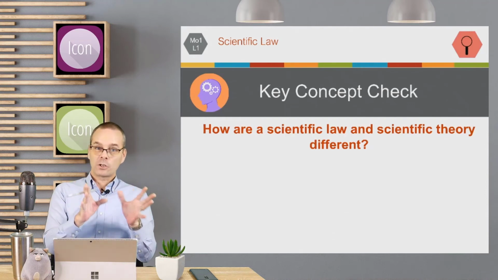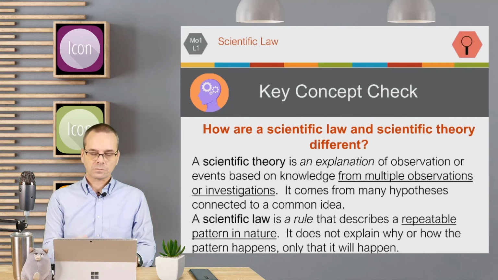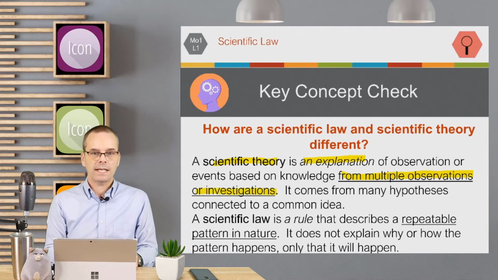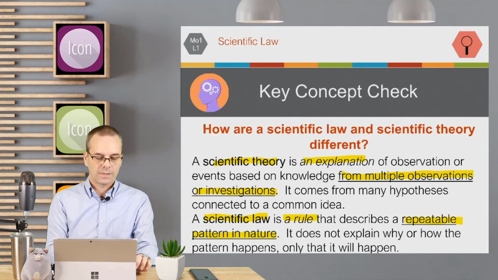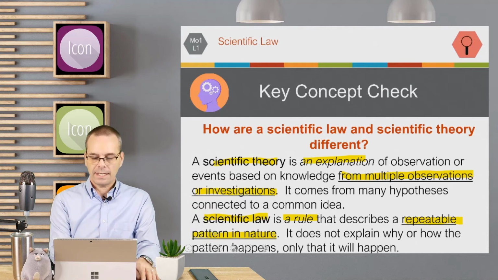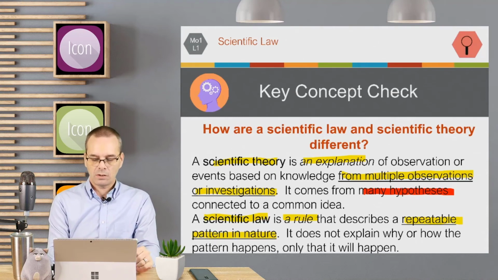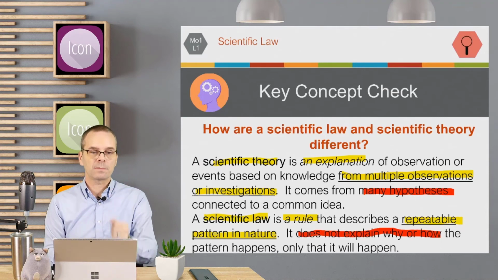So, now that we've done that, let's look at our last key concept check, and that is, how are scientific law and scientific theory different? Well, remember what I said. Scientific theory is an explanation, and it's from multiple investigations, experiments, and observations. Scientific law is a rule, and it describes a repeatable pattern in nature. Now, the other thing to remember is that a scientific theory has many hypotheses, whereas a scientific law only has one hypothesis. In addition, a scientific law does not explain why or how, though a scientific theory may explain the why, or attempt to explain the why.